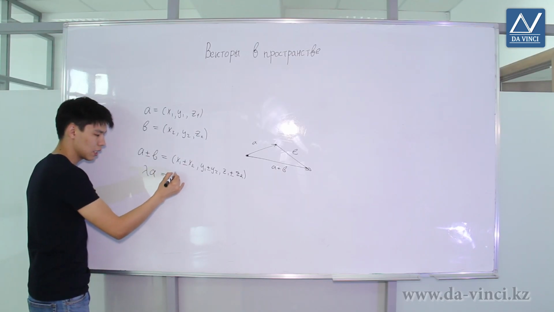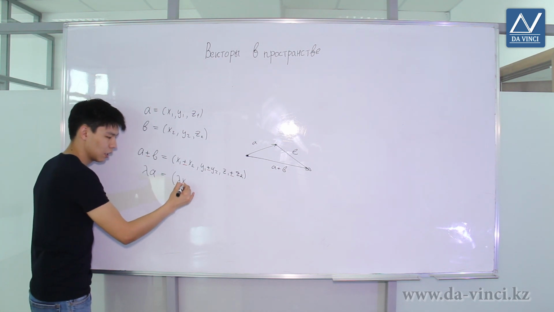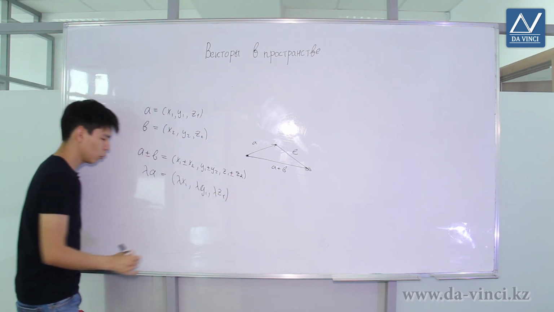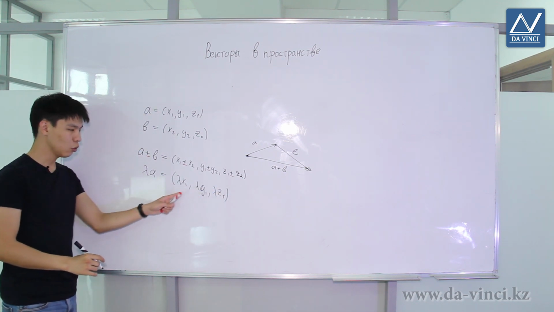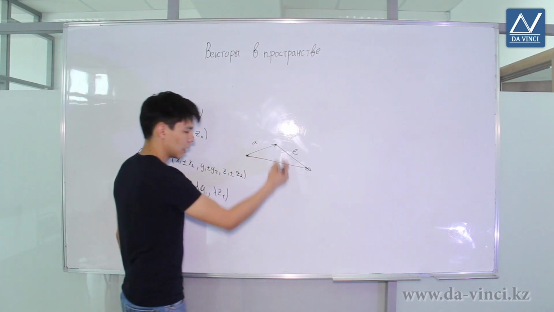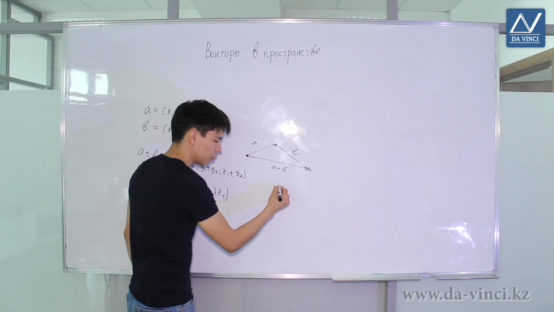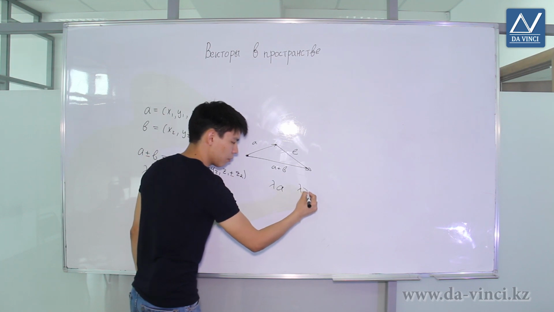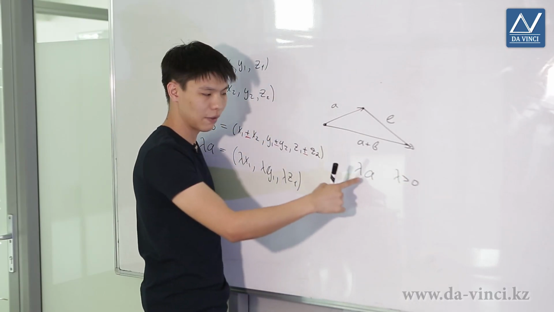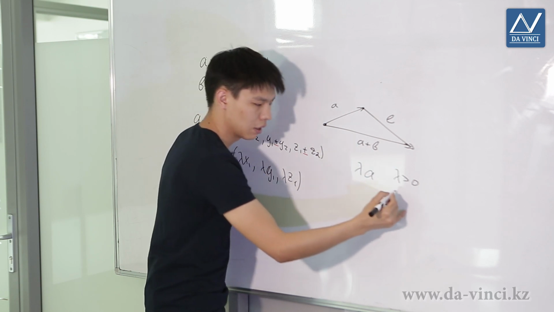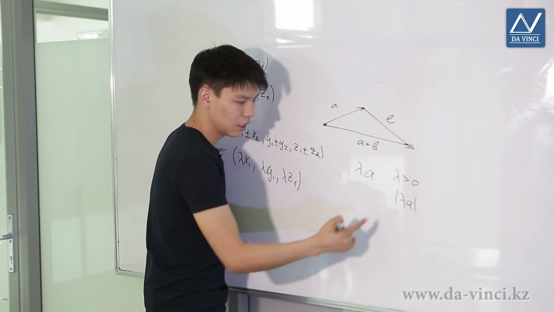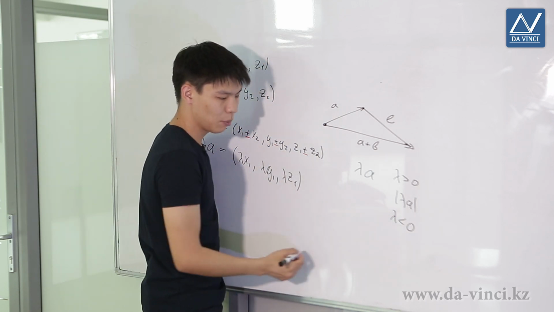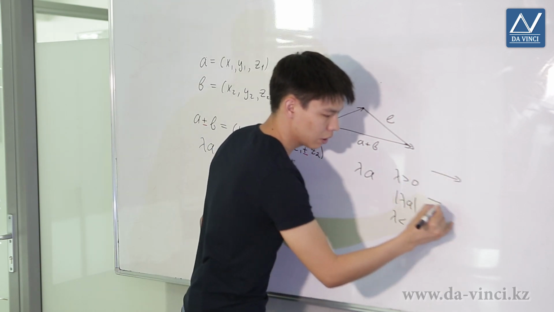In general, if we multiply the vector a by some number lambda, then we get a new vector with coordinates lambda x1, lambda y1, lambda z1. That is, to multiply a vector by a number, we should simply multiply each coordinate by this number. Let me remind you how the multiplication of a vector by a number looks. If the number lambda is greater than 0, then we get a vector that is co-directed with the vector a, with length modulo lambda times the length of a. If lambda is less than 0, then we will get an opposite vector. For example, the vector a is like this.